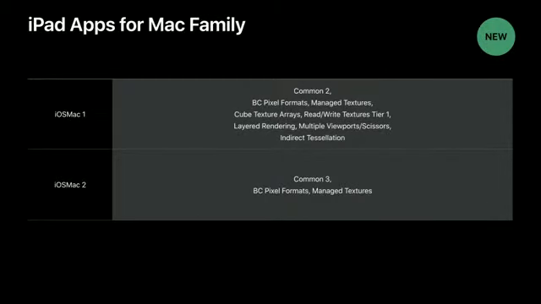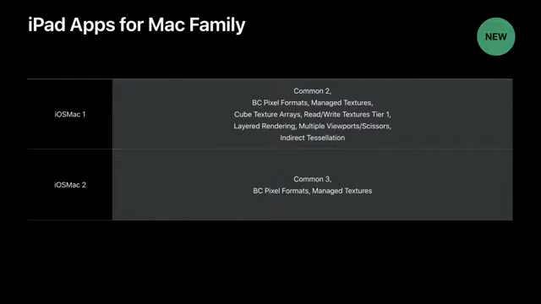The two iOS Mac instances support a combination of features critical for great performance on the Mac. In particular, they make available the Mac-specific block compression pixel formats and managed texture modes for use within an otherwise completely iOS application. Now, iOS Mac 1 supports all the features of Common 2, plus several features from Common 3.